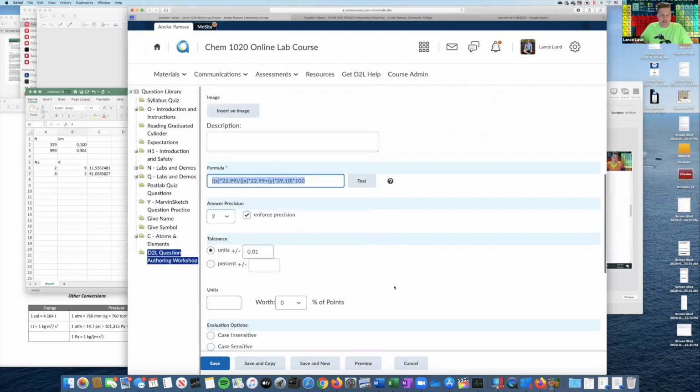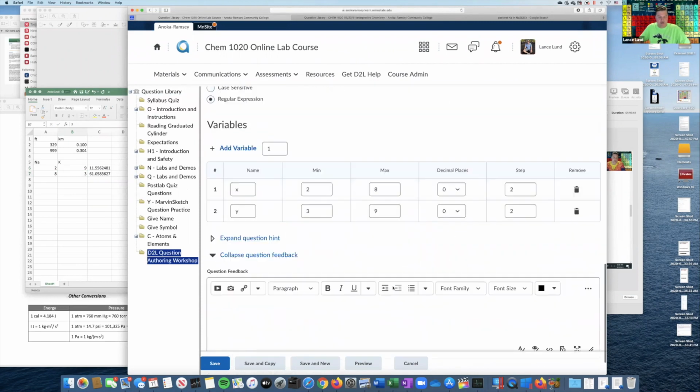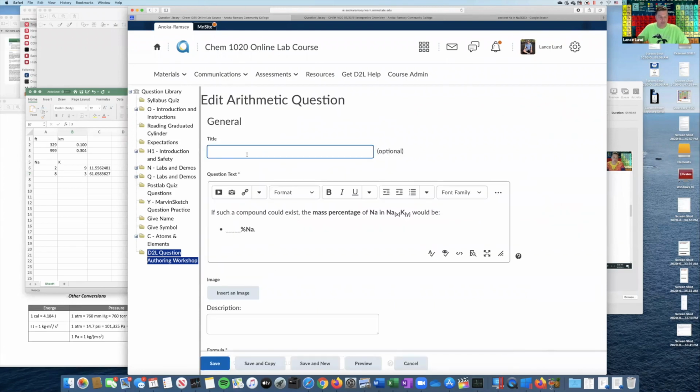And so now what's really nice about a problem like this is that I could go ahead and save this. Oh, and I forgot to give this a nice simple title, so let me go back to it. I'll just call this percent NaK, in NaX KY. So we'll save that.